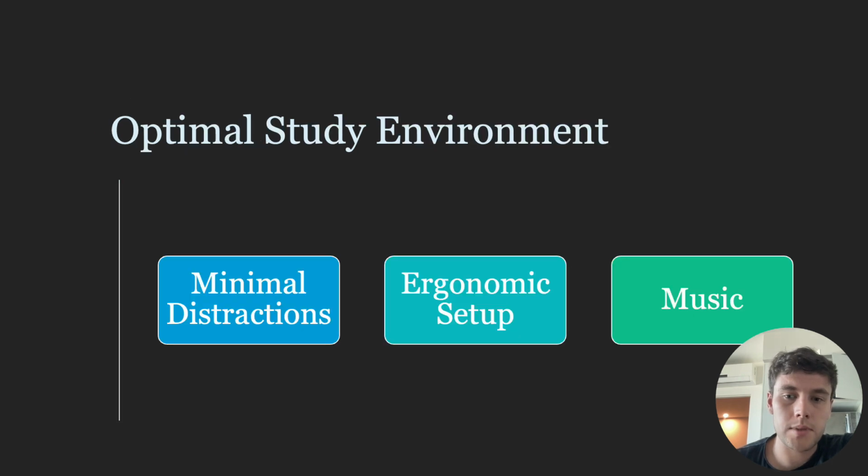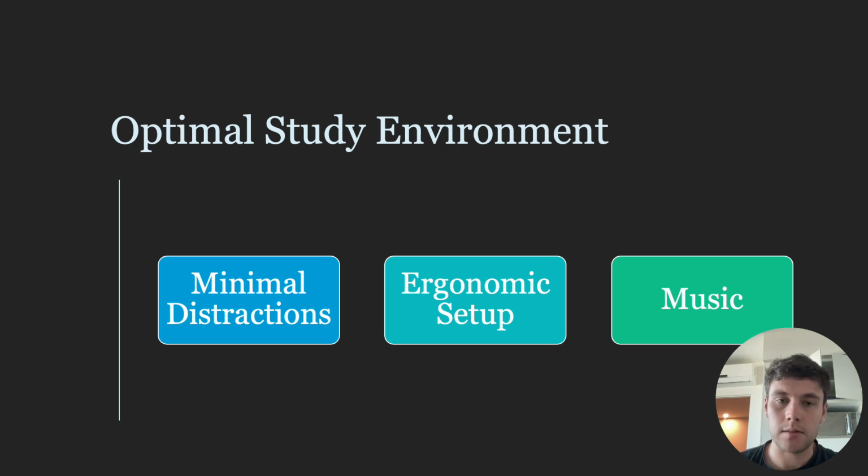So an optimal study environment, this is very important. You want to have a similar place where you study. Like, you don't want to be studying on the train, on the bus, in a friend's house. You want to be consistent in where you study, where you figure out where you study the best. So it could be a library, could be your own room, but it needs to be a place with minimal distractions, an ergonomic setup, and effective use of music or background noise. So these three strategies will help you create a conducive environment for focused and productive study sessions.